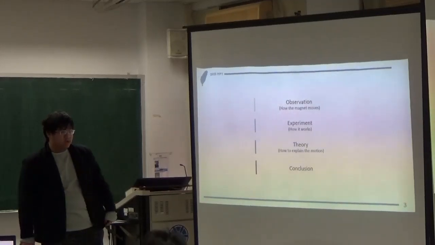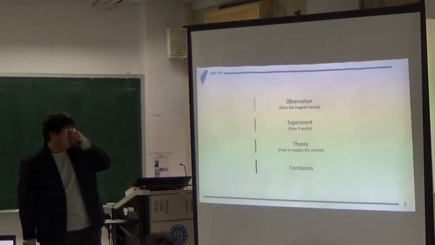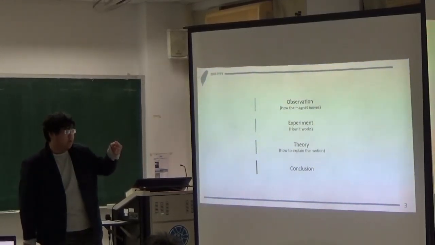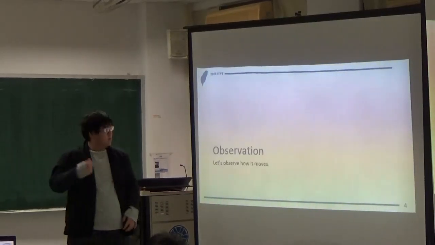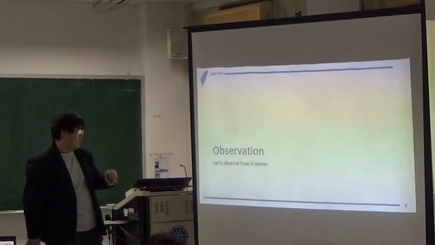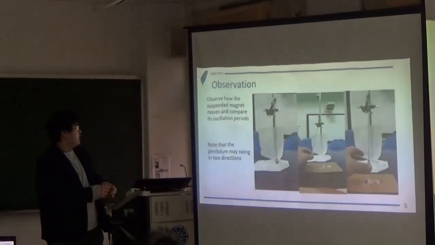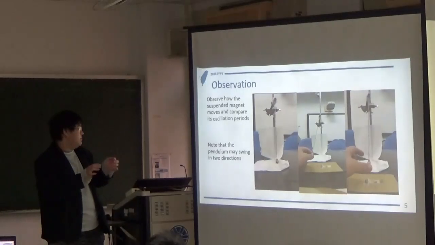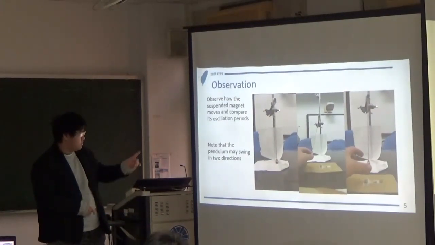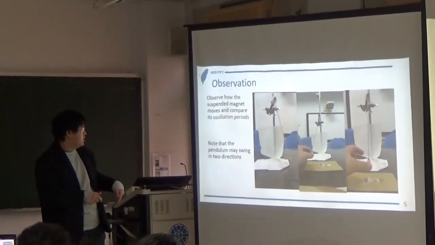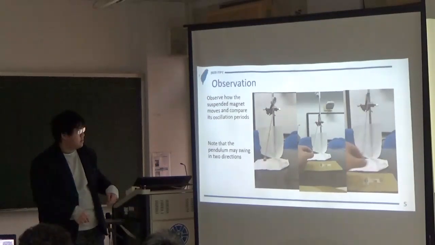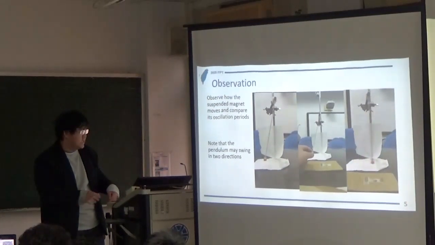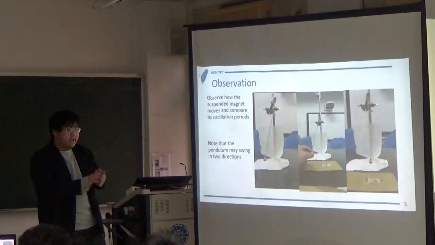And this is our order: observation, experiment, theory, and then conclusion. This is our observation. Let's observe how it moves. We also observe how the magnet moves and compare its observation periods. This one is slow. Wait a second. And it moves faster.